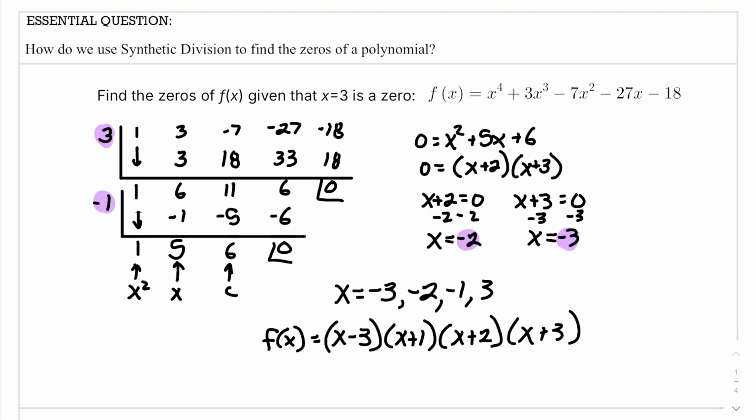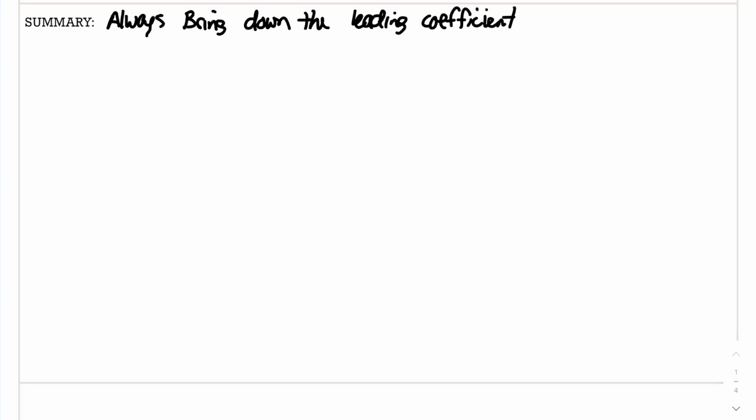I hope that helps. Remember that when you're doing synthetic division, always bring down the leading coefficient. So that's the first step you want to do. Then you always want to add the columns. So those are probably the two biggest mistakes, not bringing down the first leading coefficient and subtracting the columns versus adding. So we're always adding down.